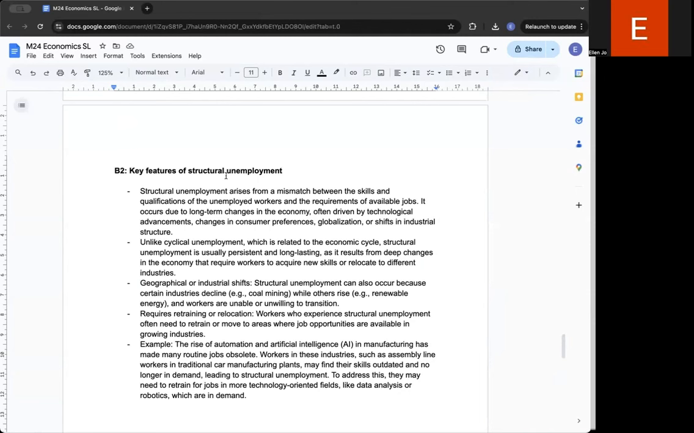Geographical reasons too. So it requires retraining or relocation. Workers who experience structural unemployment often need to retrain themselves or move to areas where job opportunities are available in growing industries. So again, one additional piece of information, as an example, would be the case of artificial intelligence. Nowadays, there is a humongous rise of automation and artificial intelligence in the manufacturing sector. So it has made many routine jobs obsolete. Therefore, workers in these industries need to retrain or relocate.